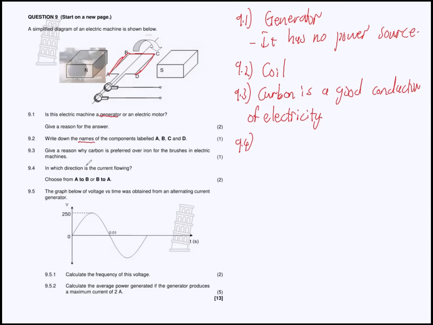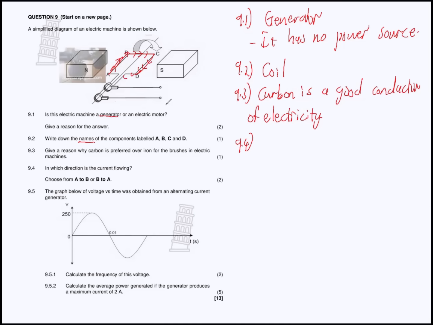So 9.4, in which direction is the current flowing? Again, we said this is a generator. And we know with a generator, if this is rotating in a clockwise direction, that means current must also flow in a clockwise direction, right? So we have stated that in the previous question.